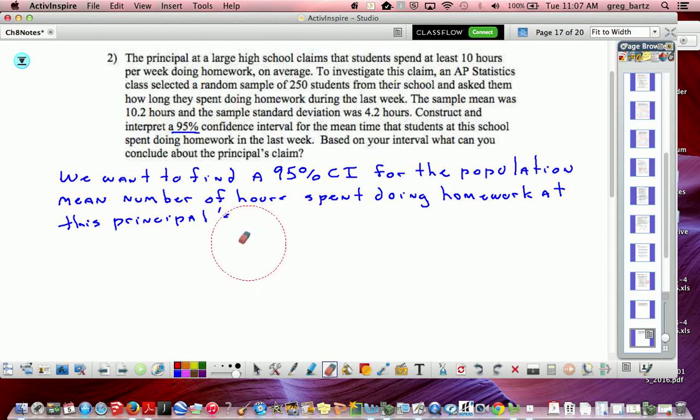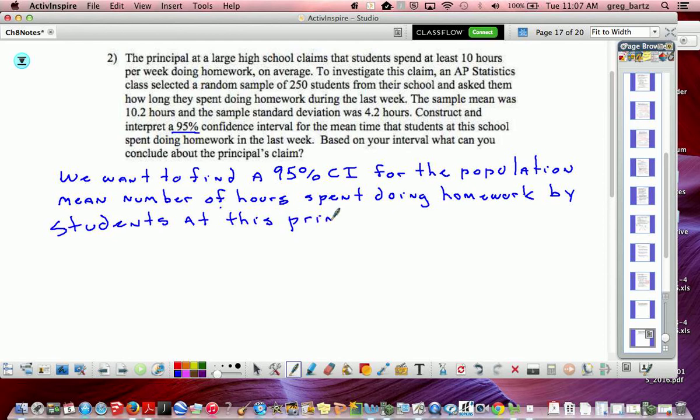Sorry, I forgot to mention one thing. So it should say mean number of hours spent doing homework by students at this principal's high school. Because it's always good to mention who's actually doing the homework. Can't leave out the students, can we? That's true. That would be bad. Don't leave home without it.